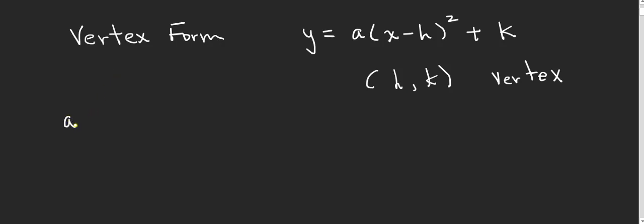And we have the axis of symmetry, which is x equals h. H comes from the vertex, the x value of the vertex. And x equals h is a vertical line that divides the parabola into two equal parts.